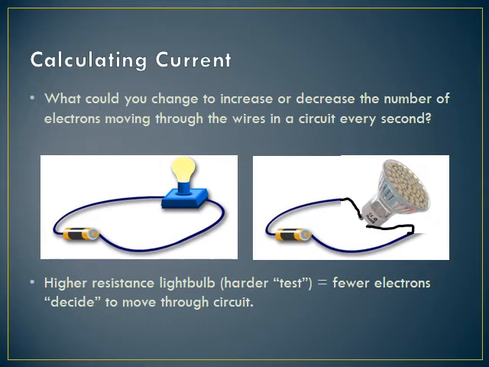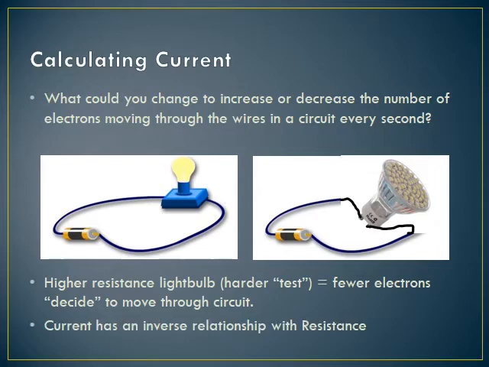Well, the higher the resistance of the light bulb, or the harder the test, the fewer electrons are going to want to decide to move through that circuit. In terms of the school day analogy, if you have a choice between taking an easy test or taking a more challenging test, most of the electrons are going to choose to take that easier test.